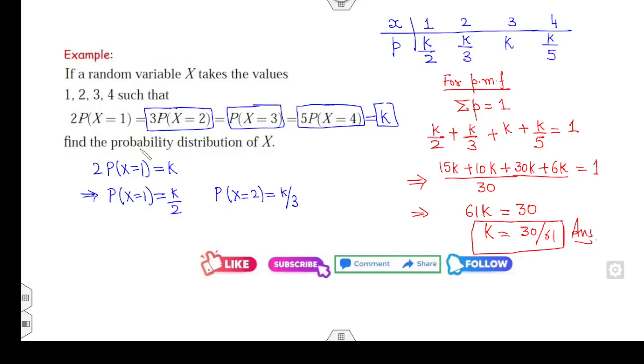And your target is to find the probability distribution. Substitute the value of k in each case, and you will get the right answer of the problem.